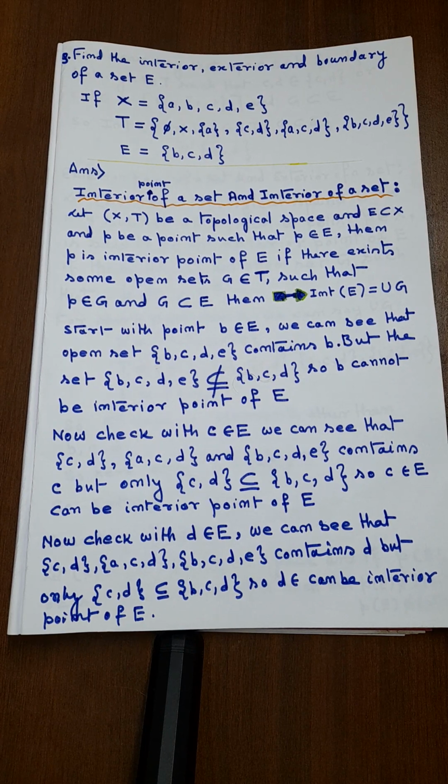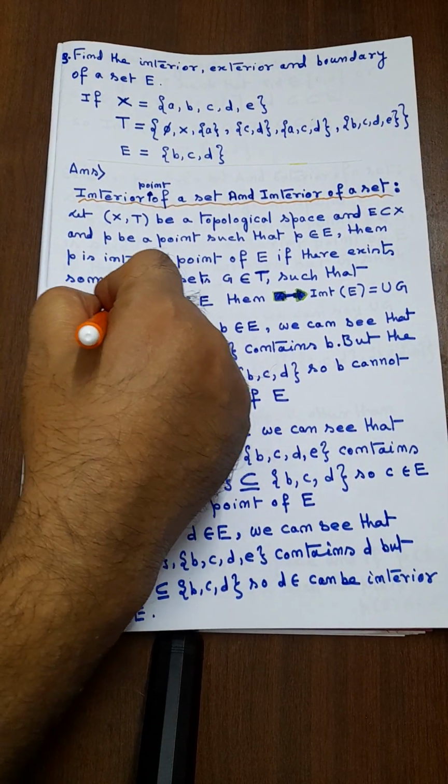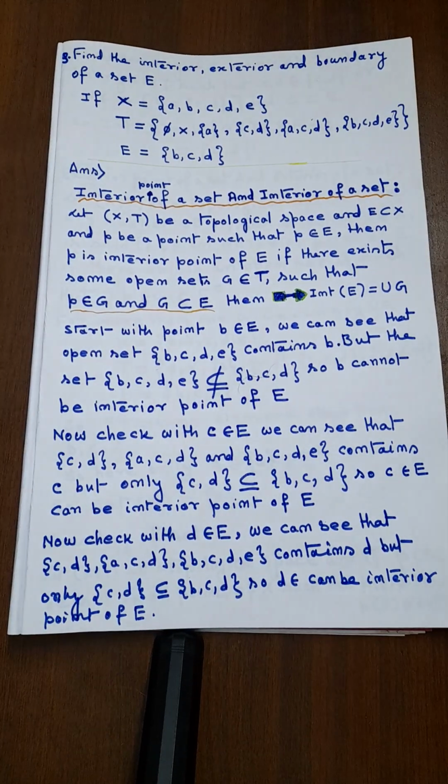Then P is an interior point of E if there exists some open set G belonging to T such that P belongs to G and G is a subset of E. This is a very important point: P belongs to G and G is a subset of E.